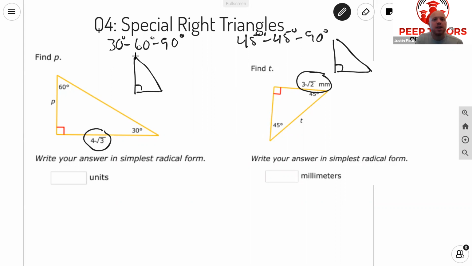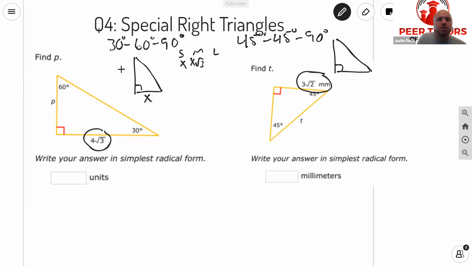So in the 30, 60, 90 triangle, we have 3 different side lengths. I like to say the small, the medium, and the large. The small side is x, and this is the small side. The medium side is √3 times x, but we write the x up front so we don't think it's underneath the radical.